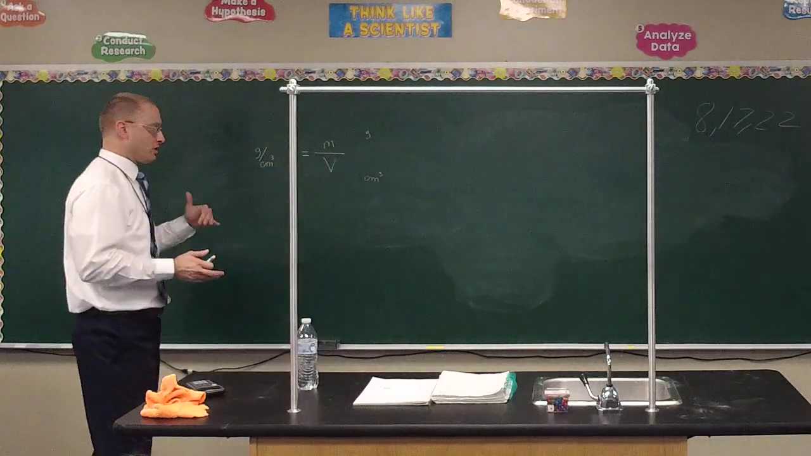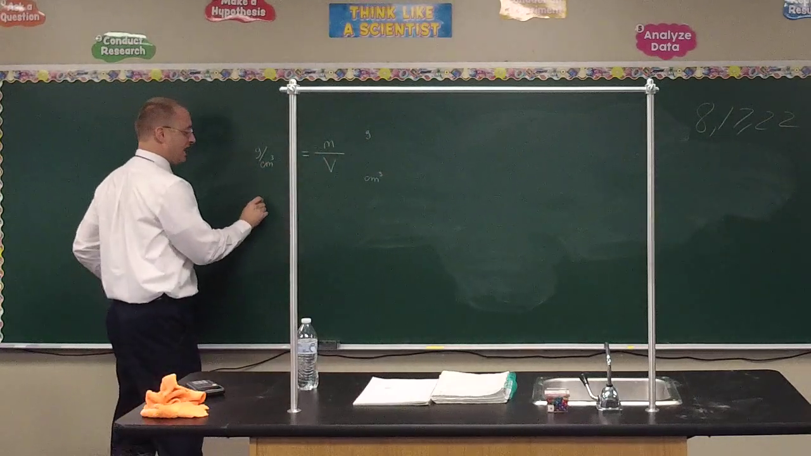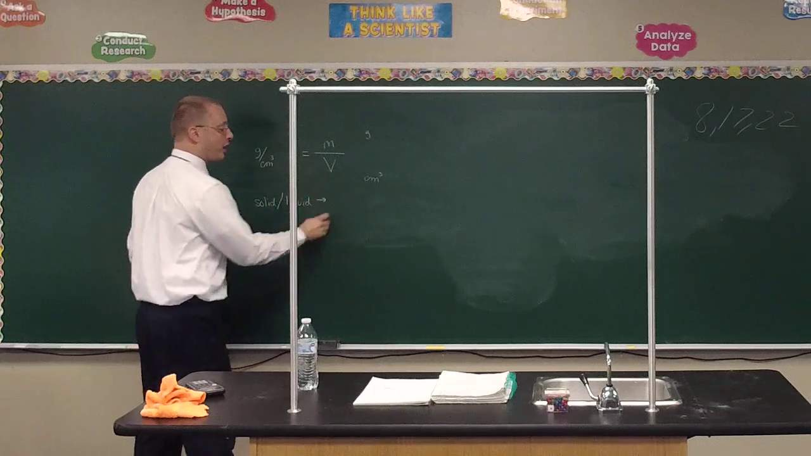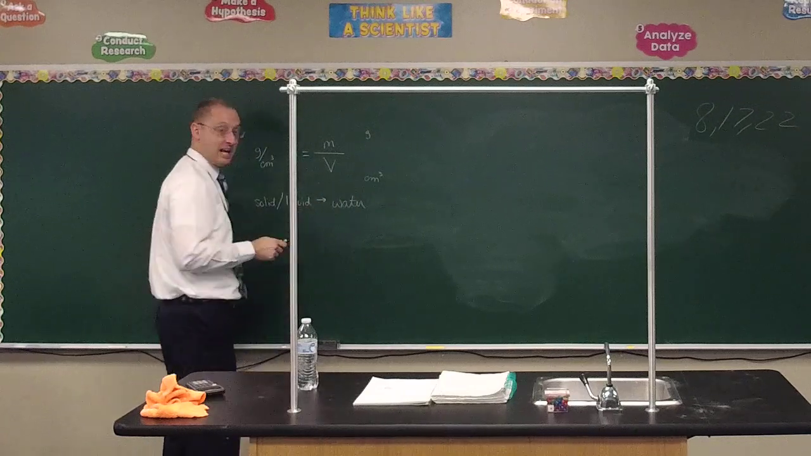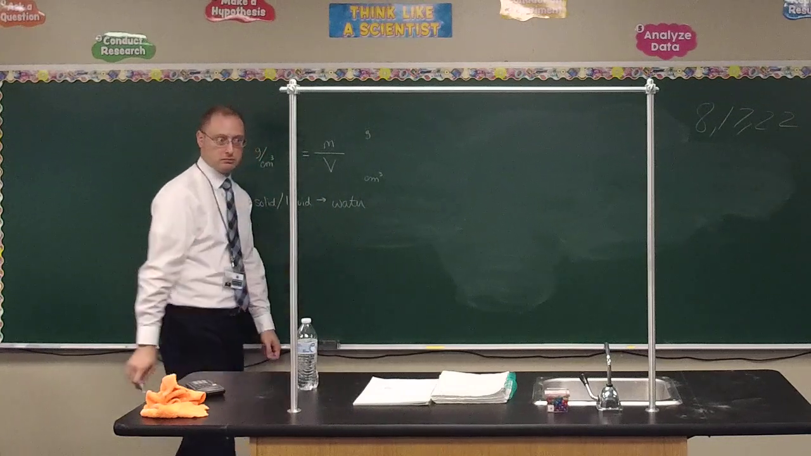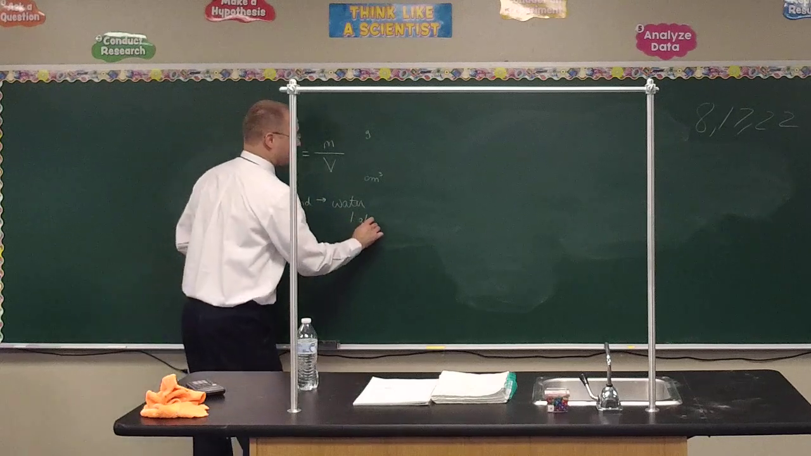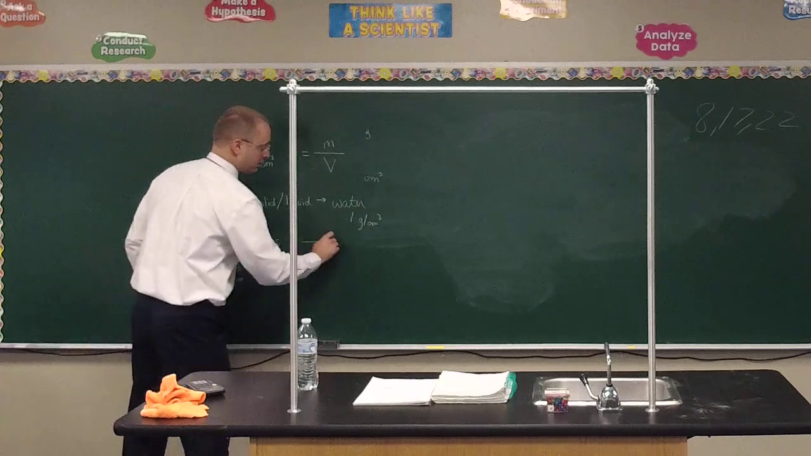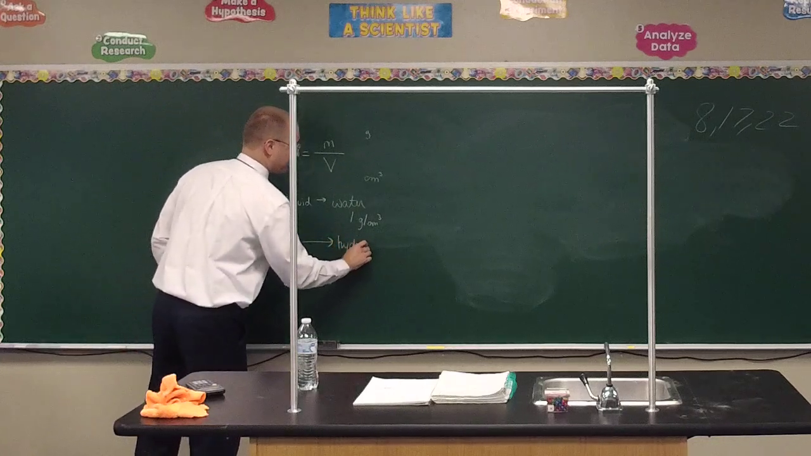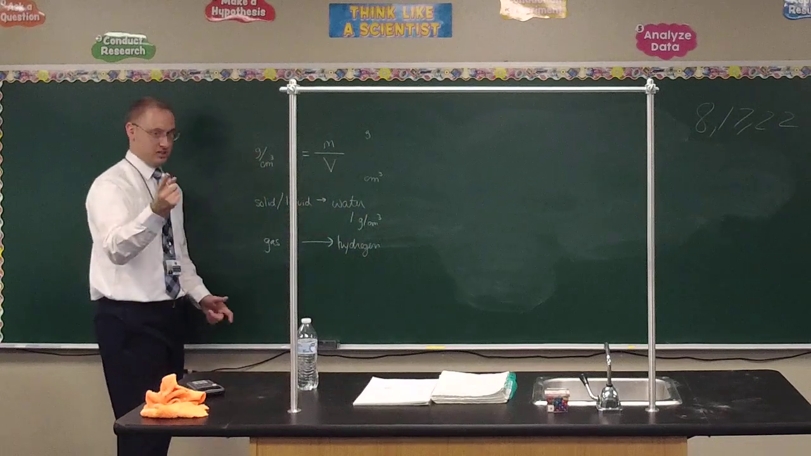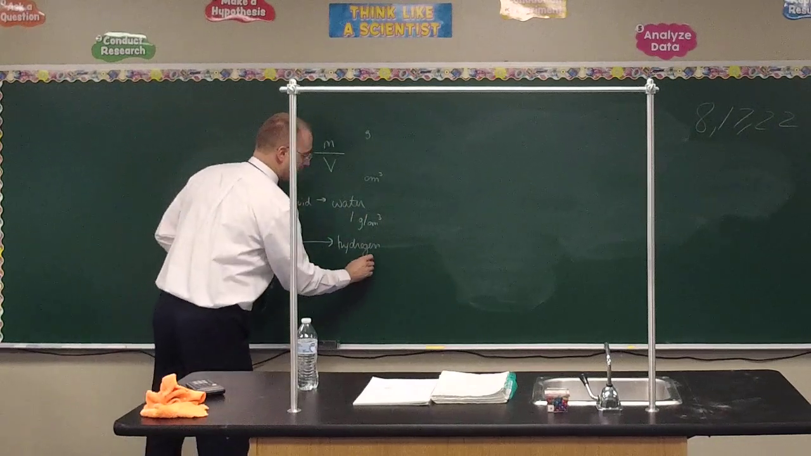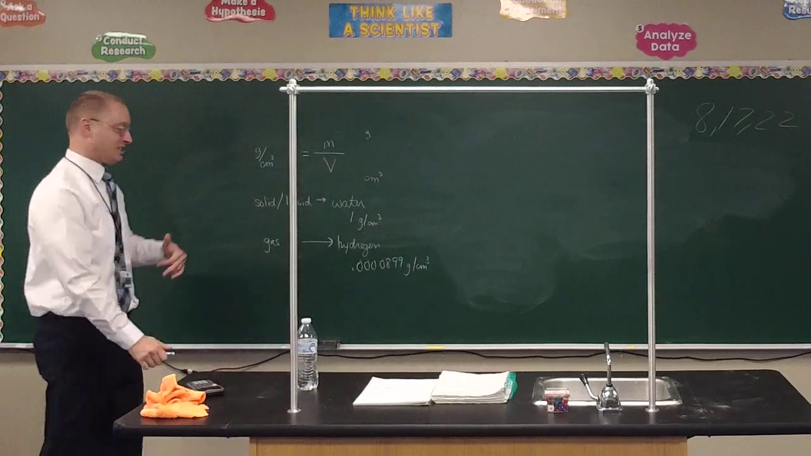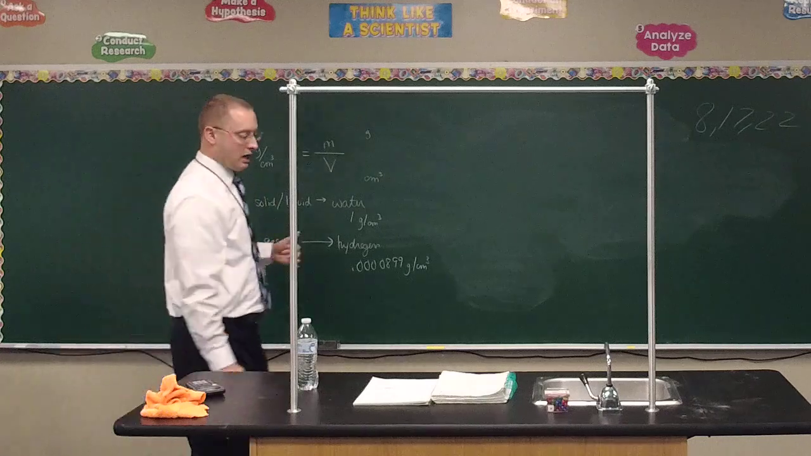So specific gravity takes a density and compares it to the standard. What is the standard for a solid or a liquid? I just mentioned it a moment ago. Water. And what is the density of pure water? 1 gram per cubic centimeter, and so that works out really well for our purposes. For a gas, what's the standard? Hydrogen. The density is 0.0000899 grams per cubic centimeter, which basically makes all the other gases seem really dense because they're all more dense than hydrogen.